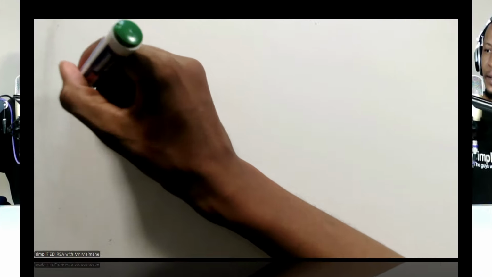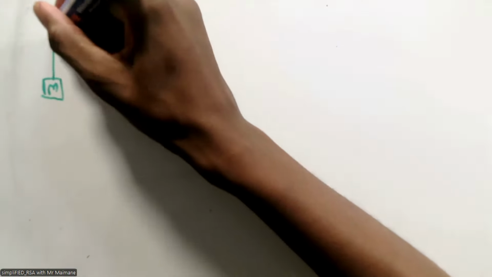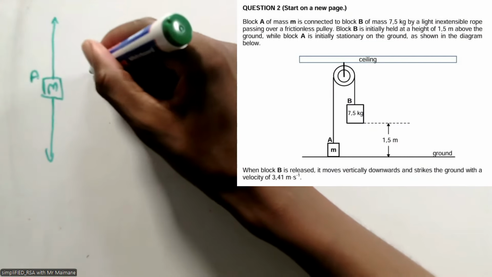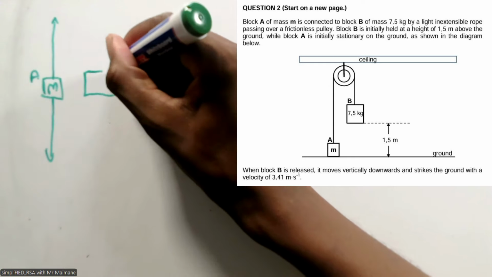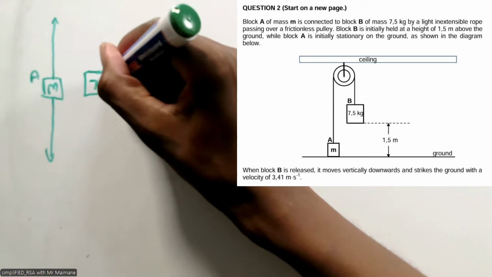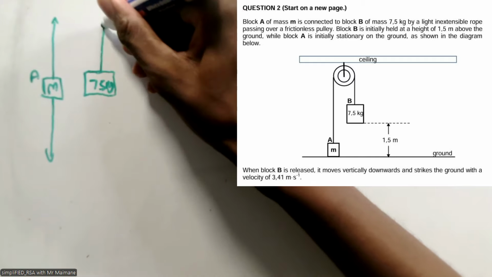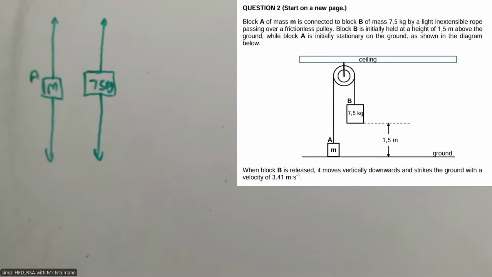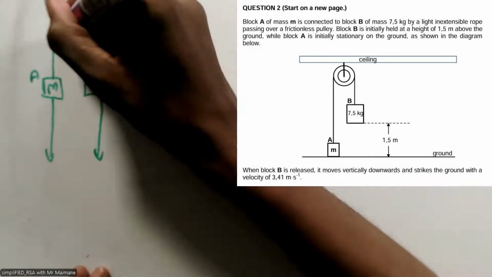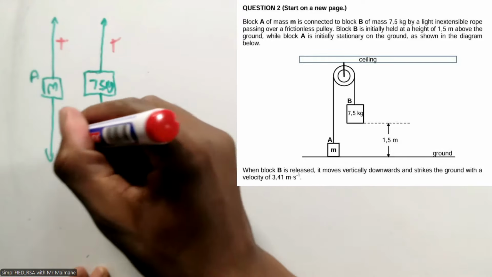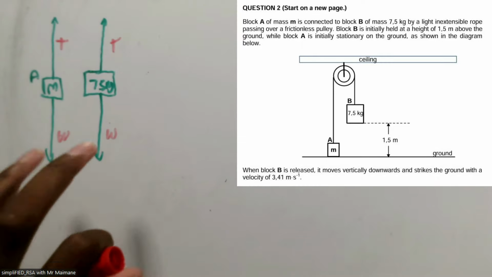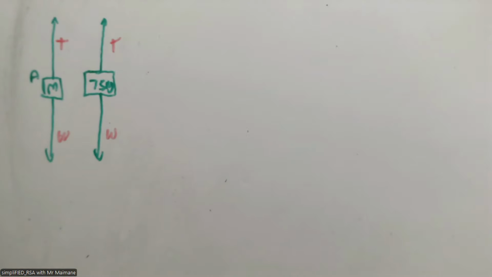Look at it like this. For block A, we don't know the mass. But for block B, we know that block B is 7.5 kg. These are the free body diagrams for both blocks. But we know that the tension between the two is the same. We have a tension here, we have a tension here, and we know that they both experience the gravitational force, which is the weight.